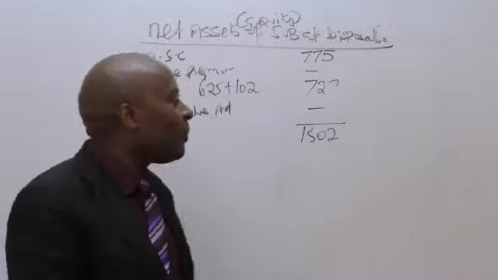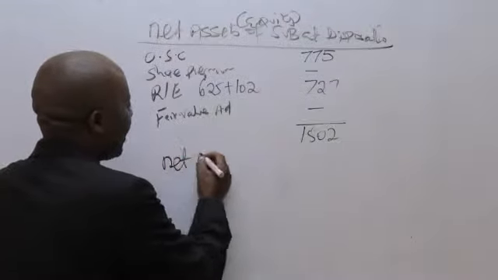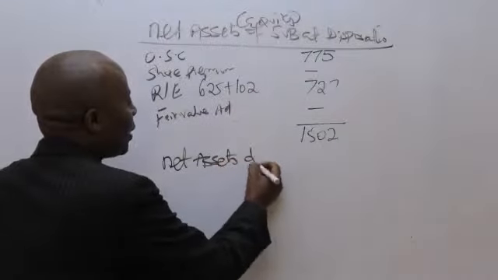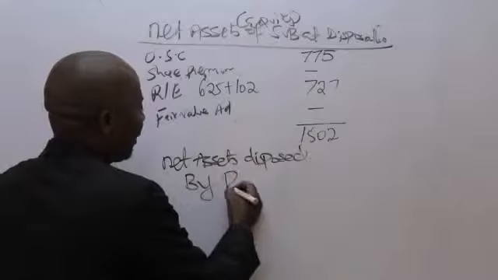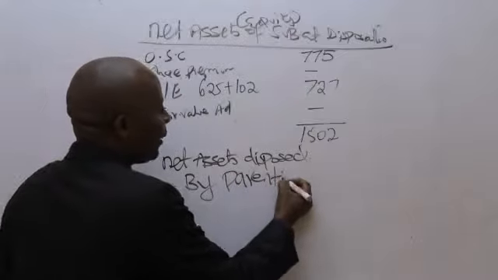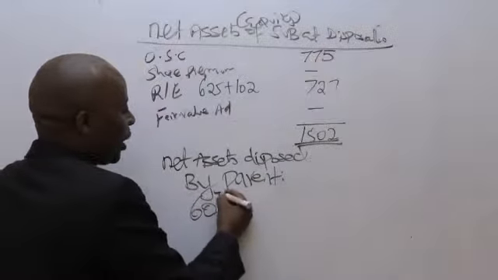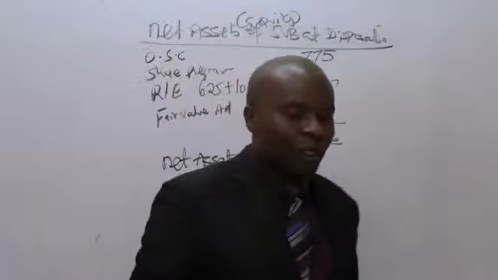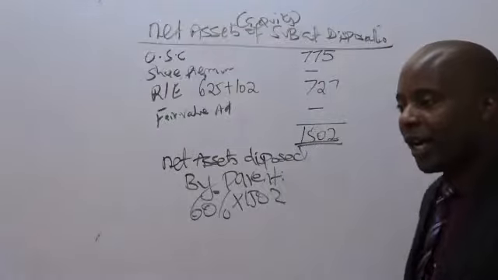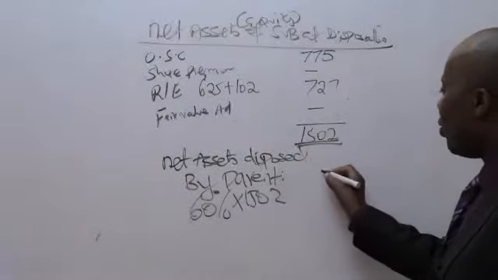So in this case, look at the net assets disposed by the parent. The net assets disposed by the parent will be 60% of this 1502. Is anybody able to give me this figure, 60% of 1502? So already they have a figure of 901.2.